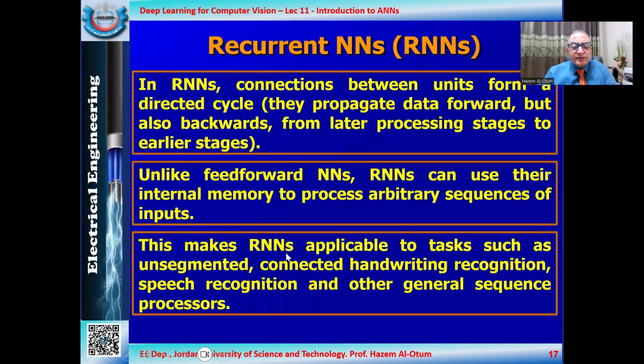Where can we use RNNs? For example, in unsegmented or connected handwriting recognition. When you write, you may have some connected handwritten text, and the RNN helps you do this. You can also apply it in speech recognition. In general, any sequence processing application is a good candidate for implementing RNN networks.